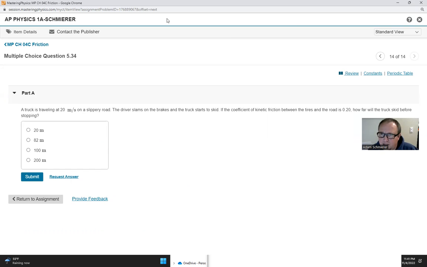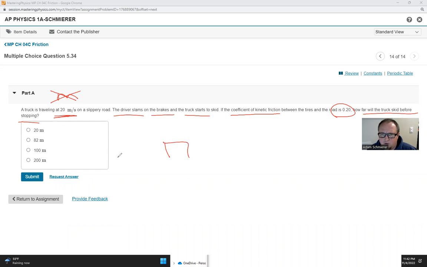A truck is traveling at 20 meters per second on a slippery road. Ooh, snow's coming. The driver slams on the brakes and the truck starts to skid. The coefficient of kinetic friction is 0.2. How far will the truck slide before stopping? Notice what they're missing here. No mass. Okay.